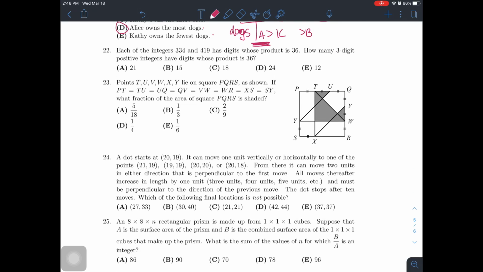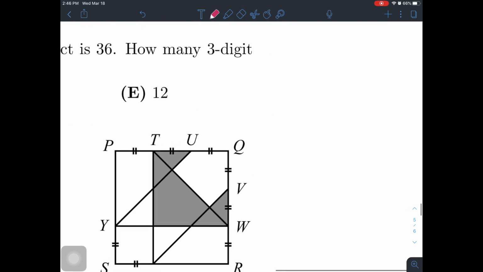Question 22. Each of the integers 334 and 419 have digits whose product is 36. How many three-digit positive integers have digits whose product is 36? So the first thing I'm going to do here is prime factorize 36, which equals 2 squared multiplied by 3 squared. Then I have to find 3 digits that multiply to equal 36.